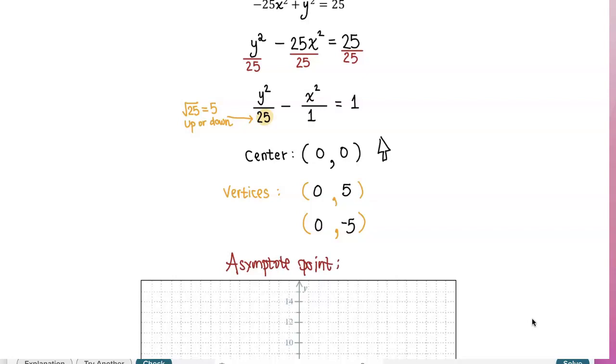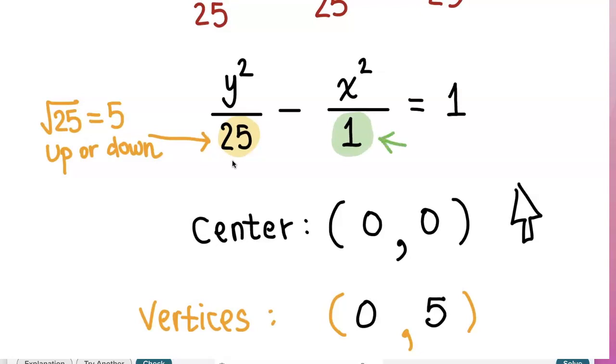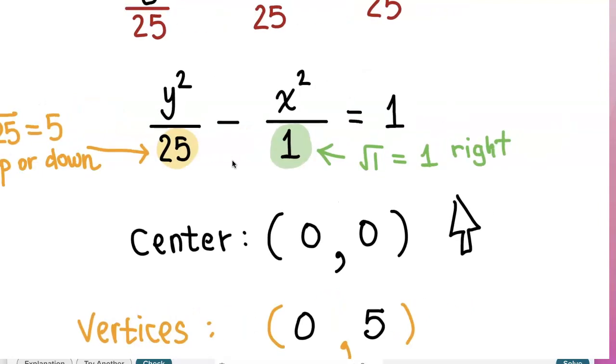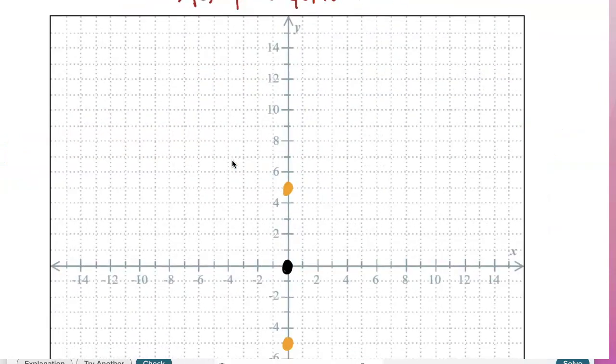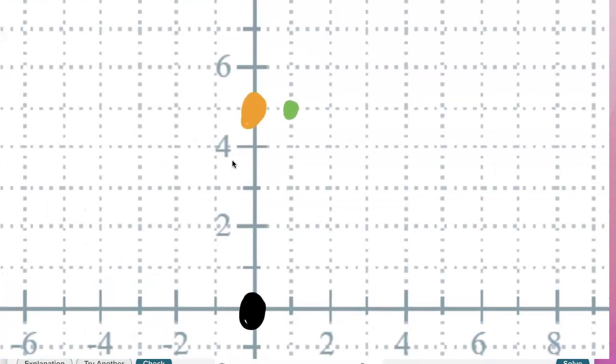All right, look, we already used that 25 to go up or down for the vertices. I am now going to use this number 1, which tells us that we should go square root of 1, which is just 1, right and left from that vertex to plot the asymptote point. So look, I'm gonna go one right from that vertex. The vertex is that orange dot right there, so I'm gonna go one right and plot that point.